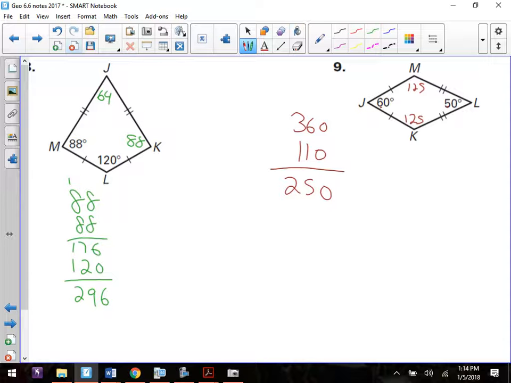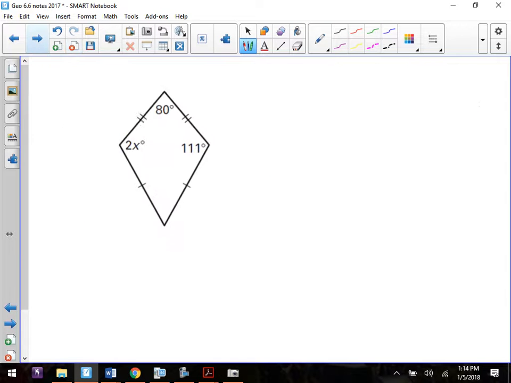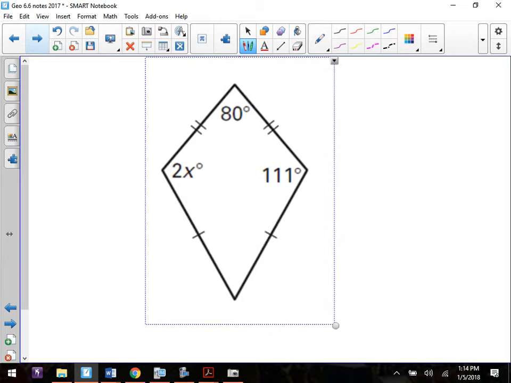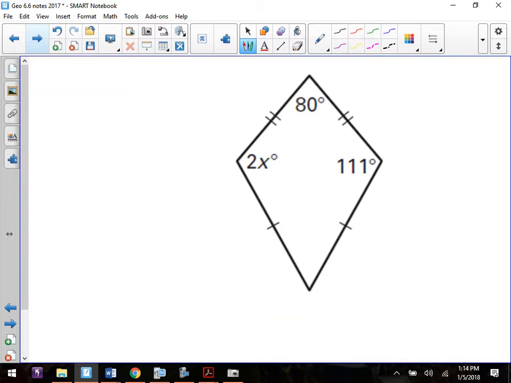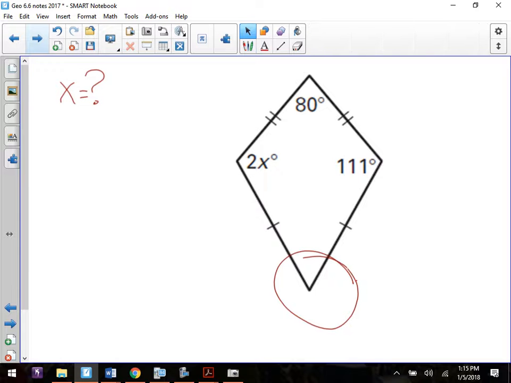Not terrible? All right. In this one, solve for x, and then find the missing angle. Take a second and go for it. Solve for x and find the missing angle.